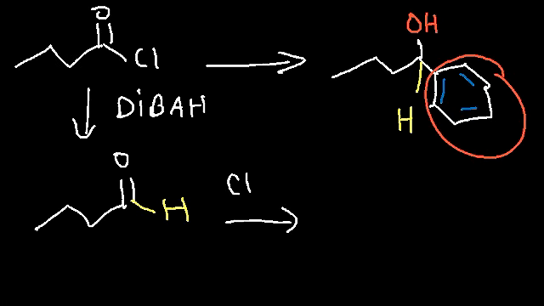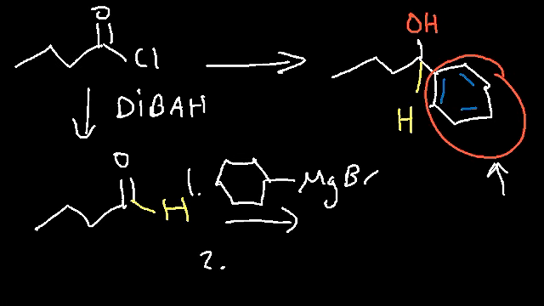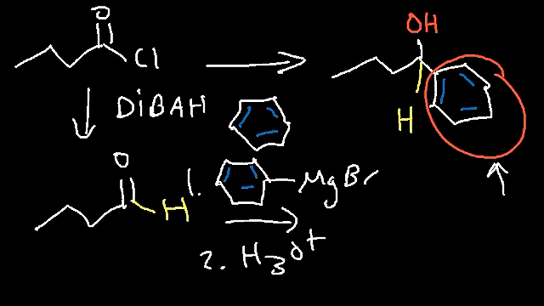Not CH3, but we need to add the benzene ring. So you can use phenyl magnesium bromide followed by H3O+. That's the Grignard reagent. Or you can use this reagent, an organolithium reagent with a benzene ring. So both of these can work, and that's going to be the answer. So step 1 really is using DIBAH to add the hydrogen. Once you do that, step 2 is to add phenyl magnesium bromide, and then step 3, H3O+. And that's how you can make it.